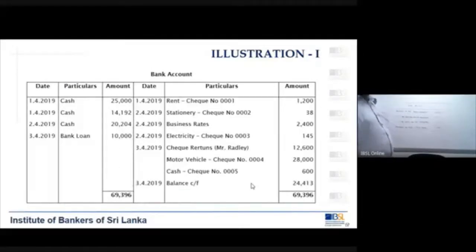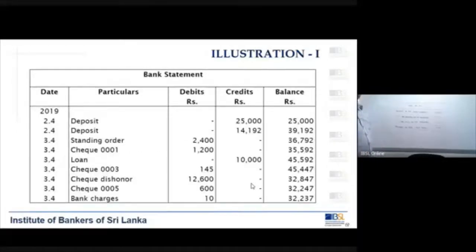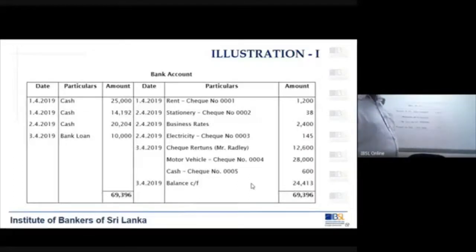Then take the amount 20,204. Go and check whether that is there in the bank statement. And you will observe that that amount is missing. So you can highlight that. 20,204 is an item which is missing in the bank statement.